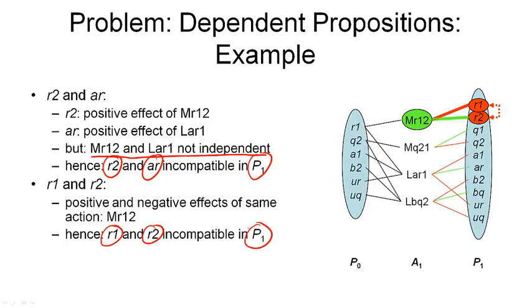So we have seen two reasons here why two propositions in a proposition layer may be incompatible. The first one, shown by this example, was that we had two dependent actions that are the only producers of the two propositions. Then the two propositions must also be dependent. And the second reason was that we had an action that had the two propositions we were looking at as positive and negative effects, and that again means they are incompatible in that proposition layer.